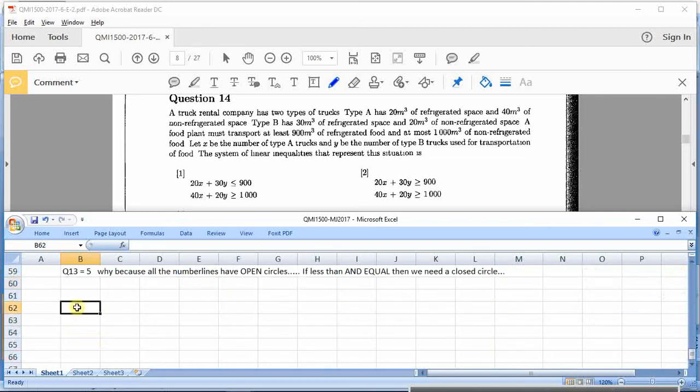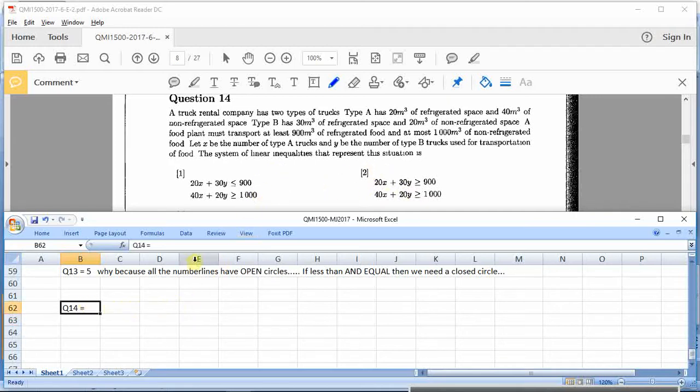Next, question 14. Right, 14 is a linear regression type question because you're looking at this. Okay, linear inequalities. You're looking at linear programming basically.